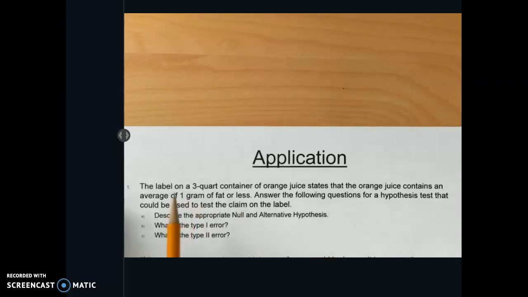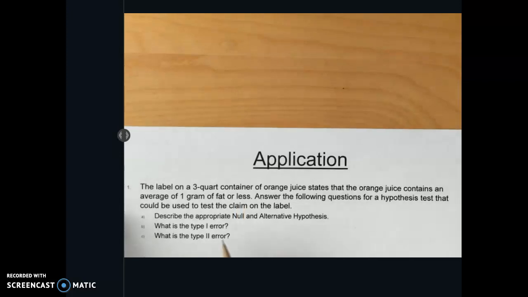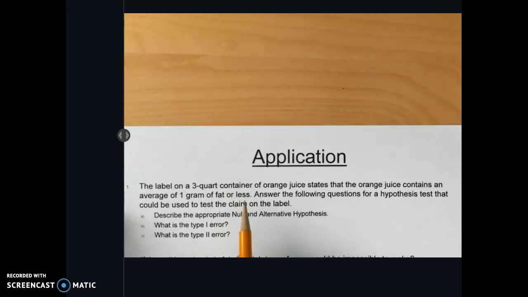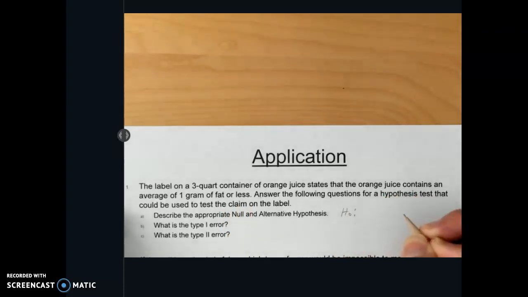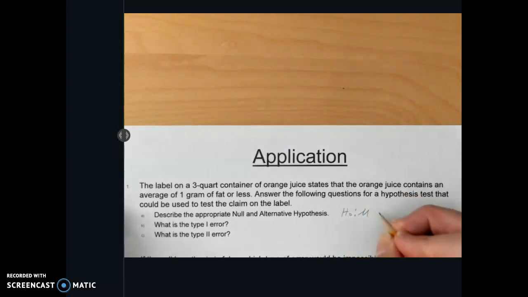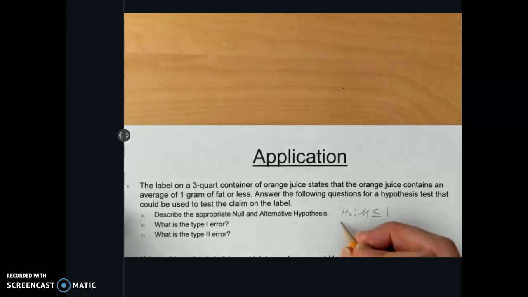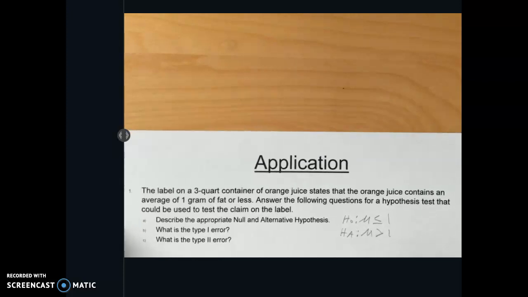Well, the narrative tells us that this is going to be an inequality, right? Because it says that the label states that orange juice contains an average of 1 gram of fat or less. Note that the 1 gram or less implies that's our null, because a null always has an equality in it. So we put null hypothesis as the mean is less than or equal to 1 gram. And that defines the alternative, which is that the mean would be greater than 1.